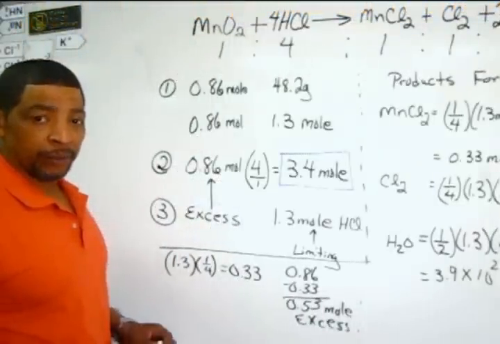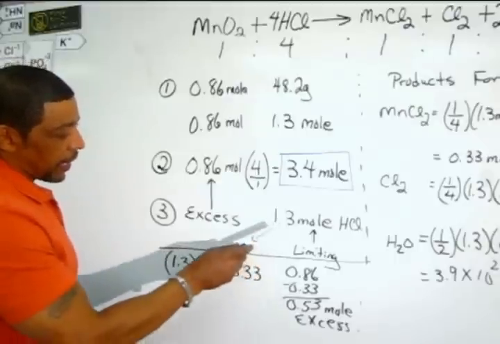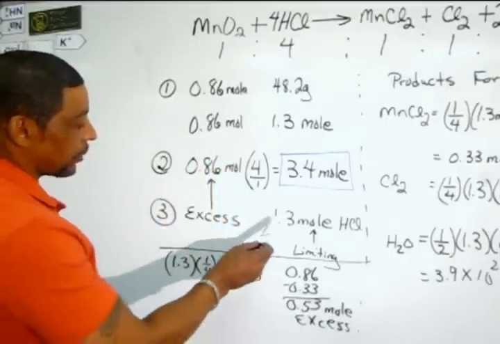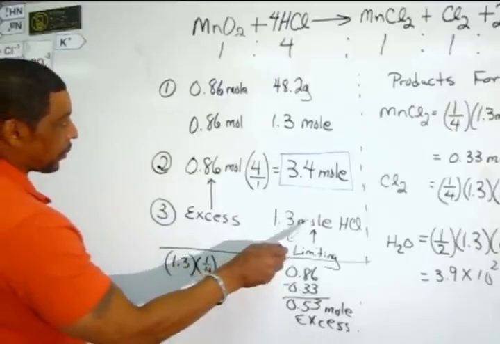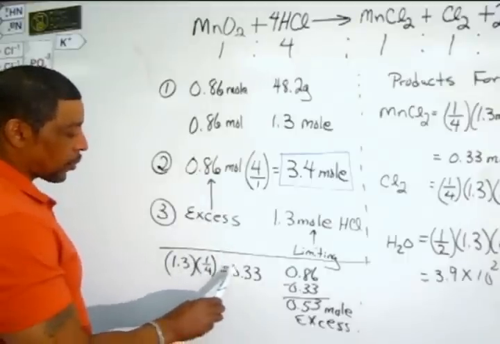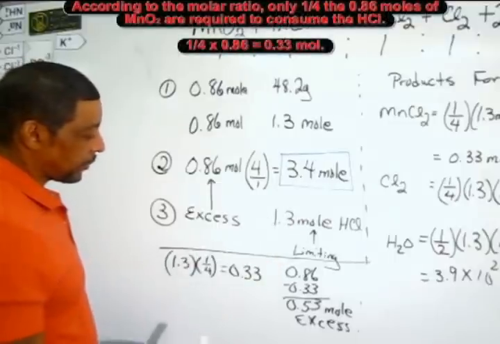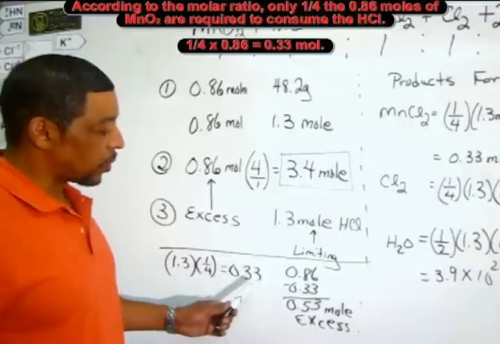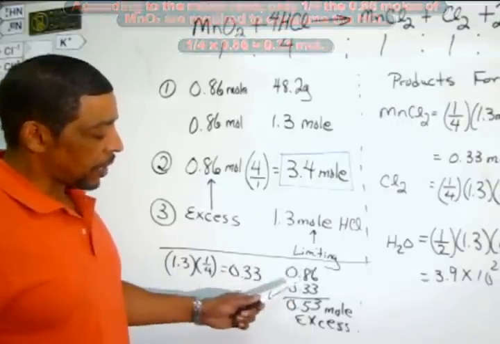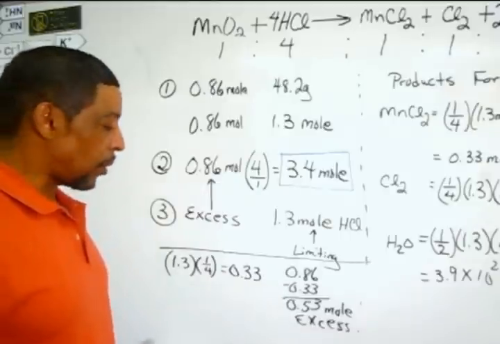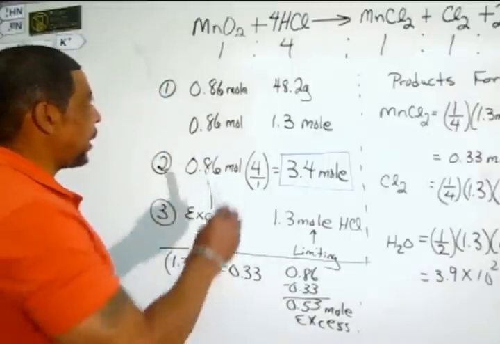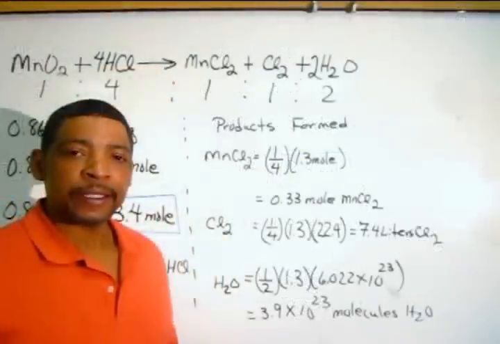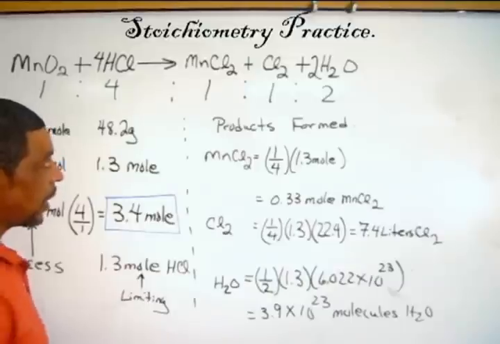The amount of excess reagent remaining may be determined as follows, where it is known that 1.3 mole of the limiting reagent is on hand. To determine the amount of excess reagent required to completely consume the 1.3 mole, simply multiply 1.3 times a fraction, 1 over 4. This will equal 0.33 mole. This means that in order to consume the 1.3 mole of HCl, 0.33 mole of the manganese 4 oxide is required. Since only 0.33 are actually required and 0.86 mole is on hand, subtract from 0.86 0.33. And this will equal 0.53 mole. So the amount of manganese 4 oxide left over or remaining or in excess will be 0.53 mole.